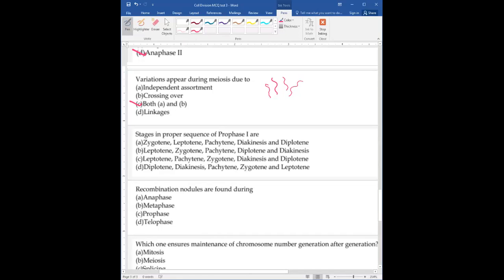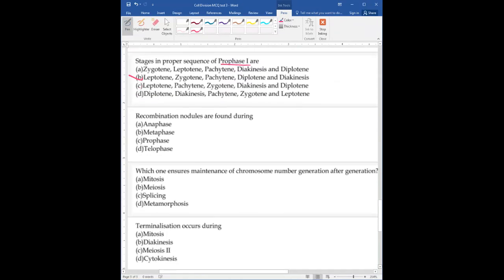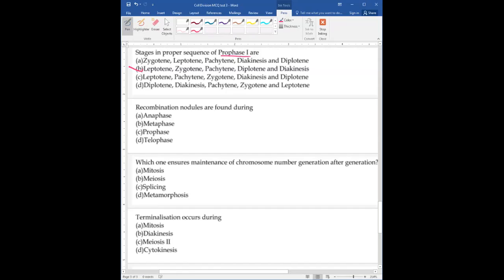Okay, next question is for Arshia. Arshia, quickly tell me the stages, proper sequence of prophase 1. Yes, very nice. It is going to be leptotene, zygotene, pachytene, diplotene, and diakinesis. So, guys, once again, someone had asked me about recombination nodules. Now, where are you going to see recombination nodules, guys? Yes. Quickly. Just think about this, guys.